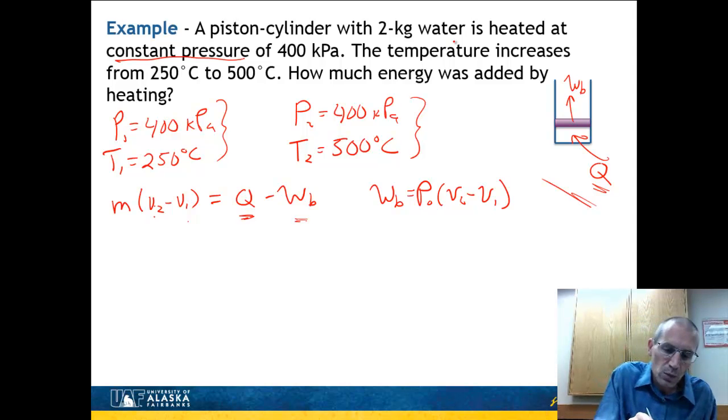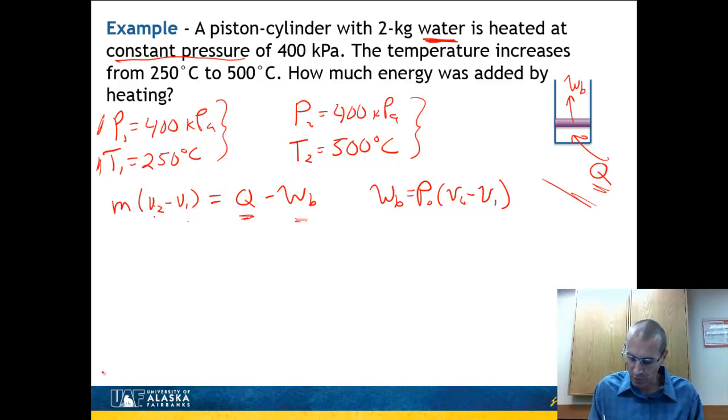And so here we're dealing with water. It doesn't say it's an ideal gas, so I'm not going to assume it's ideal. I'm going to use the tables to figure out what those properties are. So I've got a pressure of 400 kilopascals and a temperature of 250. So let's look at the tables and figure out what our properties are.